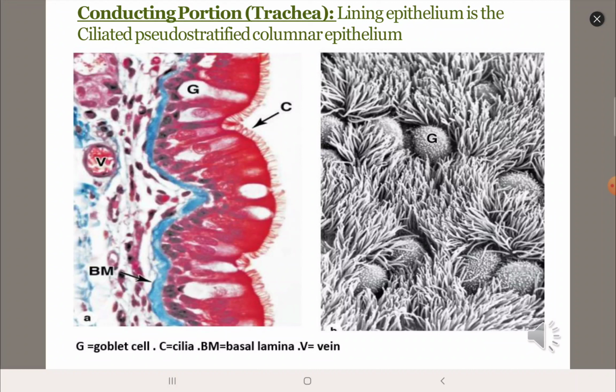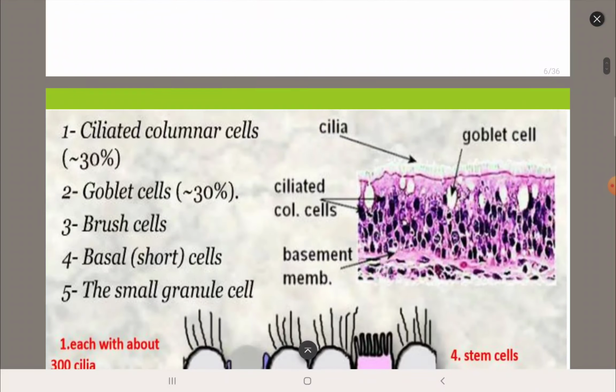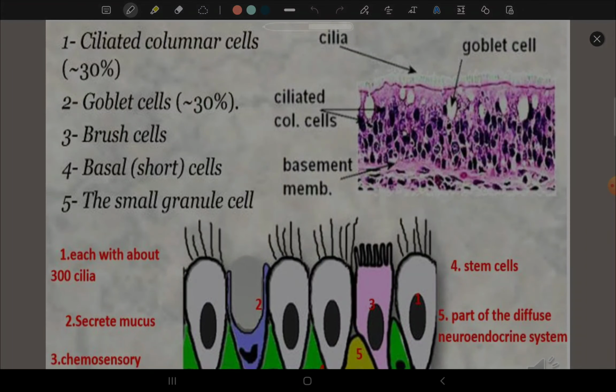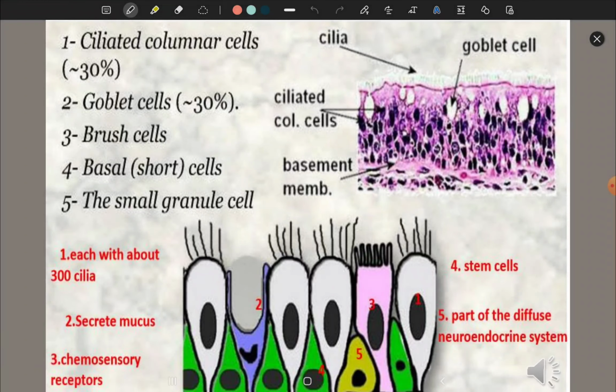Regarding the constituents of the respiratory epithelium, you have five types of cells. First, the ciliated columnar cells, as you know, which are the usual part of the respiratory epithelium. They make up about 30% or somewhat 50% of the cells of the respiratory epithelium. Later on comes the goblet cell, which is somewhat lesser in number, and brush cells. And we have the basal short cells and the small granule cells. So as you see here, different types of cells are found in this characteristic epithelium of the respiratory system or the trachea, for example.